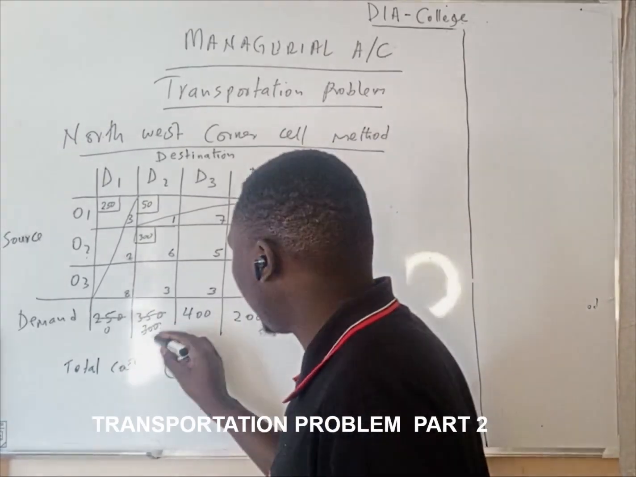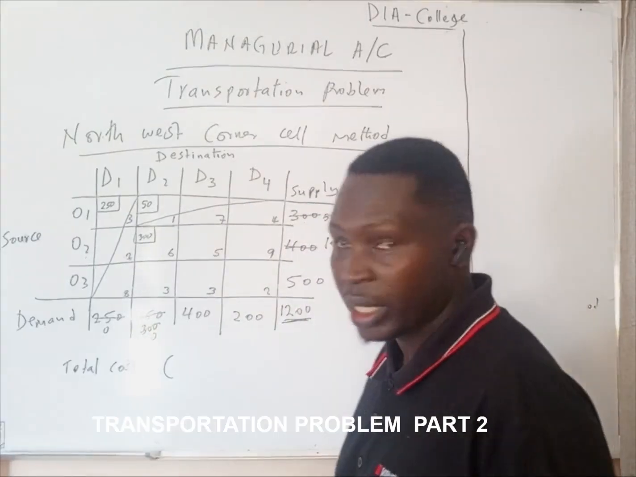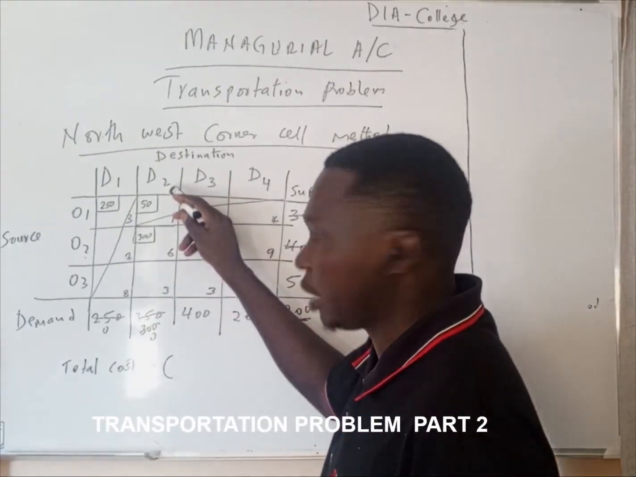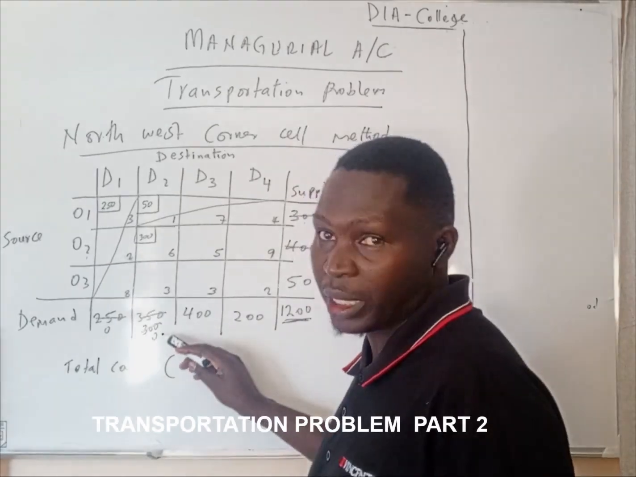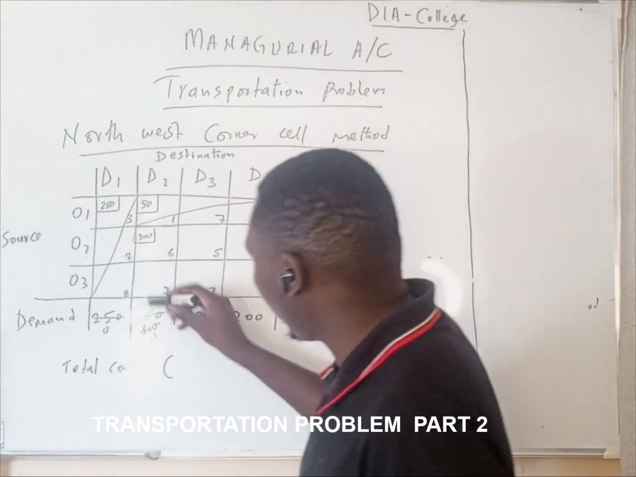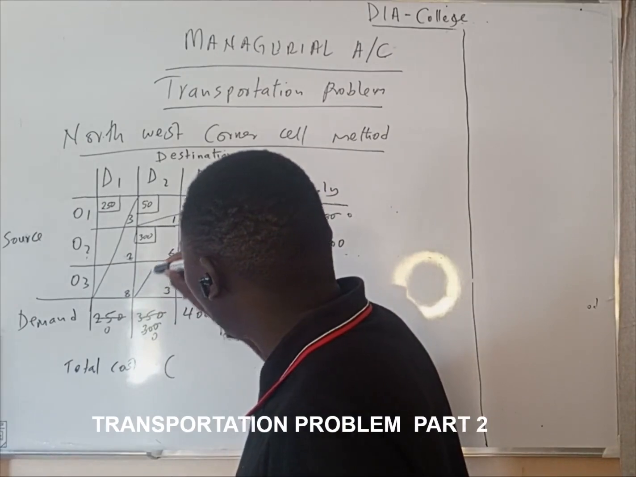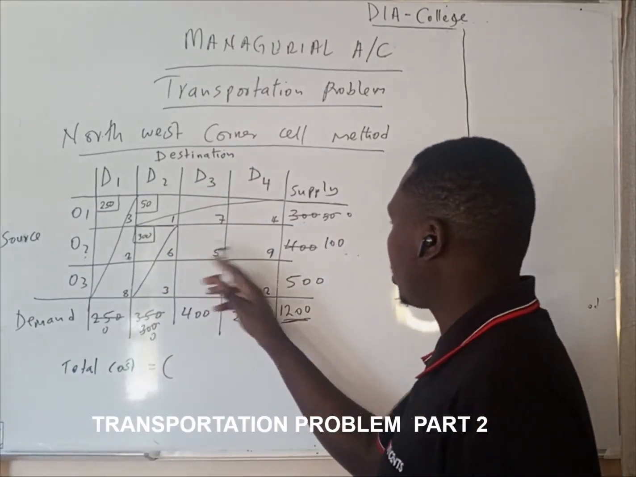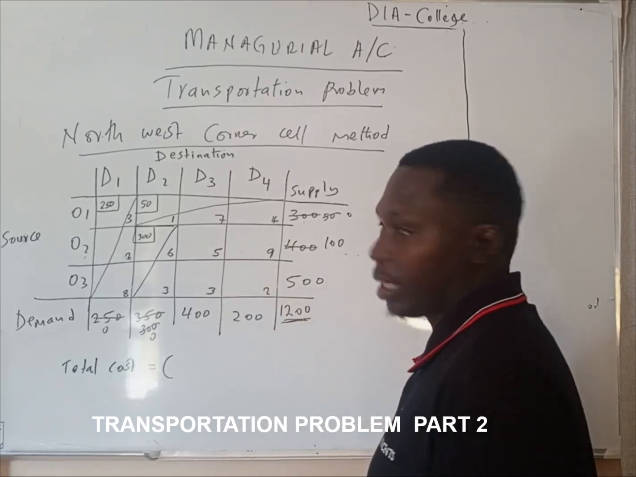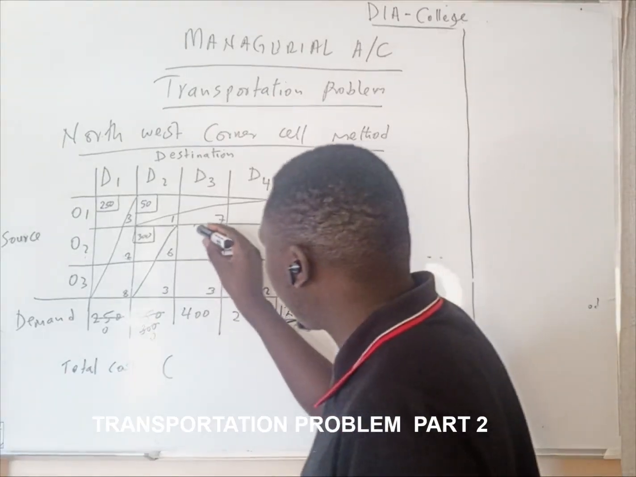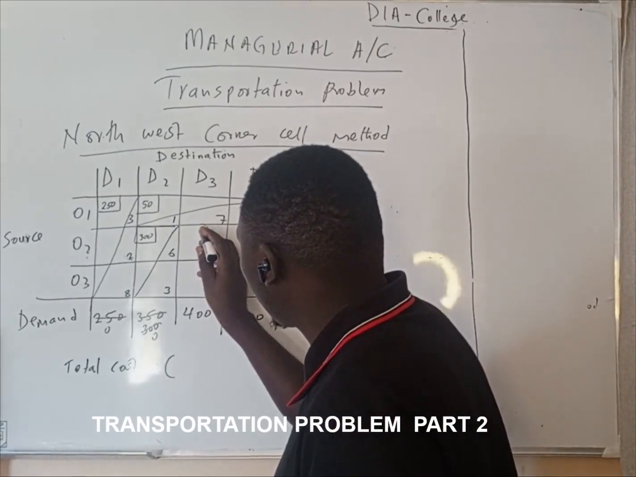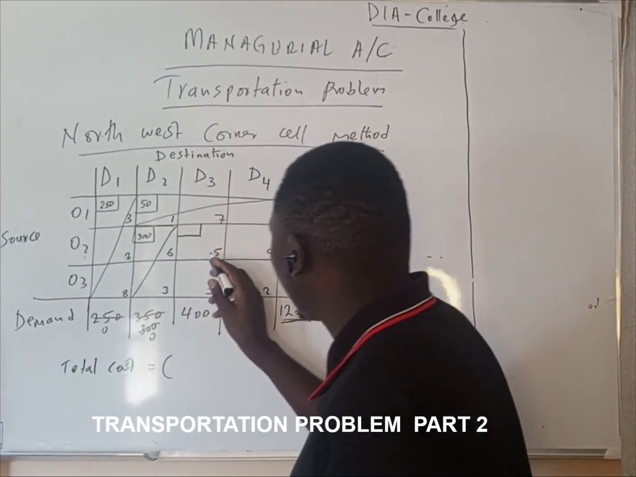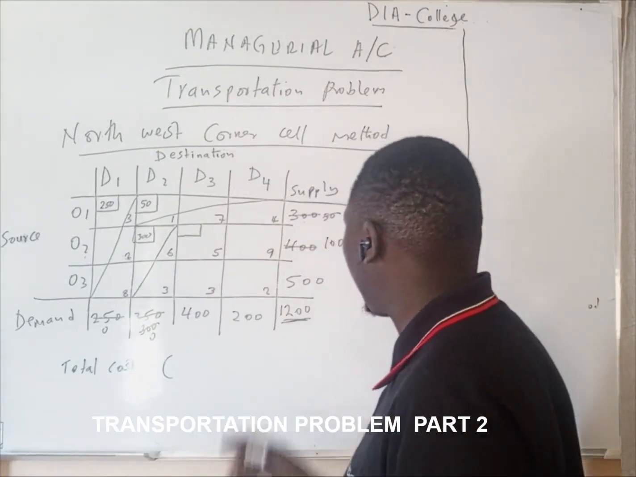Basically I have fully supplied destination 2, so it will not participate in the next allocation. I'm going to close this column. I'm remaining with these 4 cells now. Then my most northwest corner, again, I identify it is this cell here, which has a cost of 5.